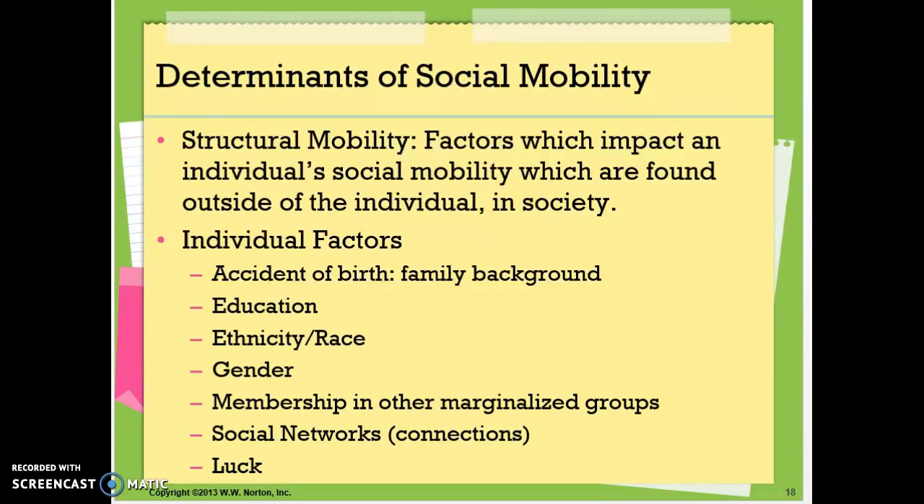The other most important individual factor is education. Education is highly correlated with social mobility. So the more education that you have, the more likely that you are to be able to move up in social class. It's one of the main factors. Now, ethnicity, race, gender, and membership in other marginalized groups might mean that it's more difficult for you to have social mobility, depending on which group you are a member of.